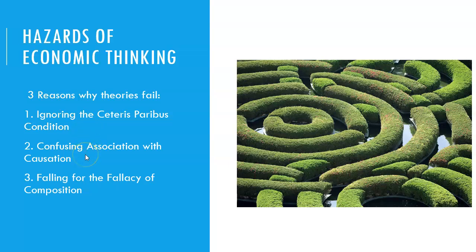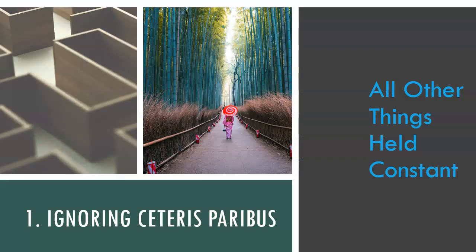2 is confusing association with causation. And 3 is falling for the fallacy of composition, right? Because that is like a trap. So the first one is ignoring the Ceteris Paribus. Okay, what does that mean? In English, it means all other things held constant.